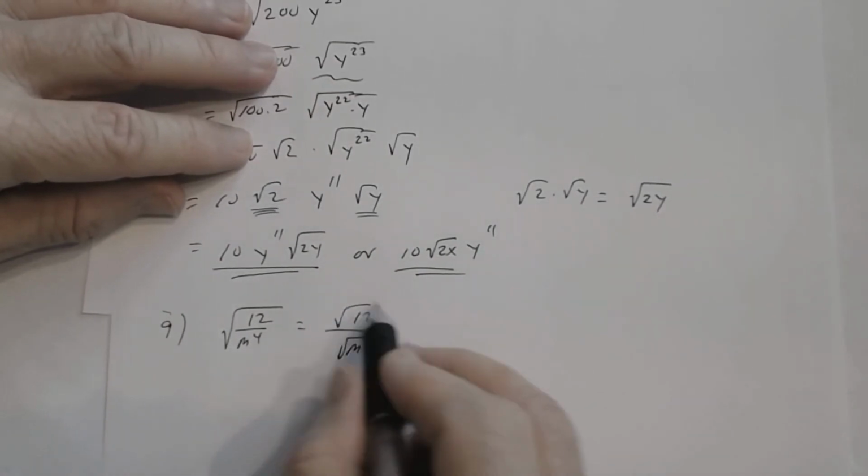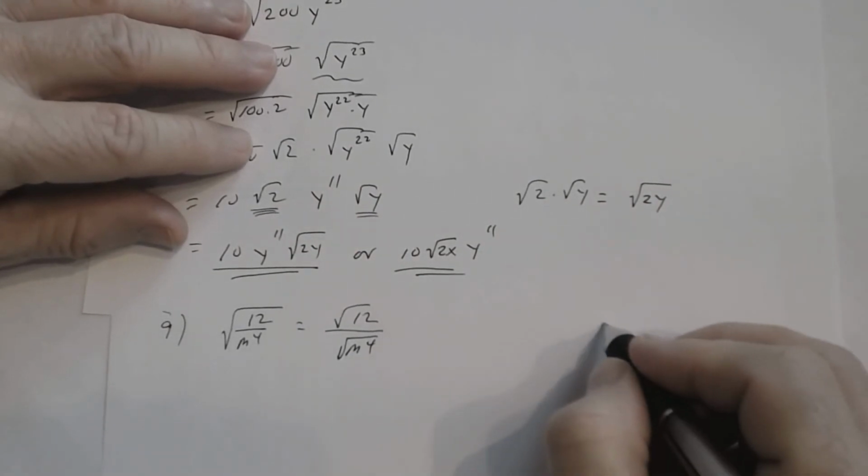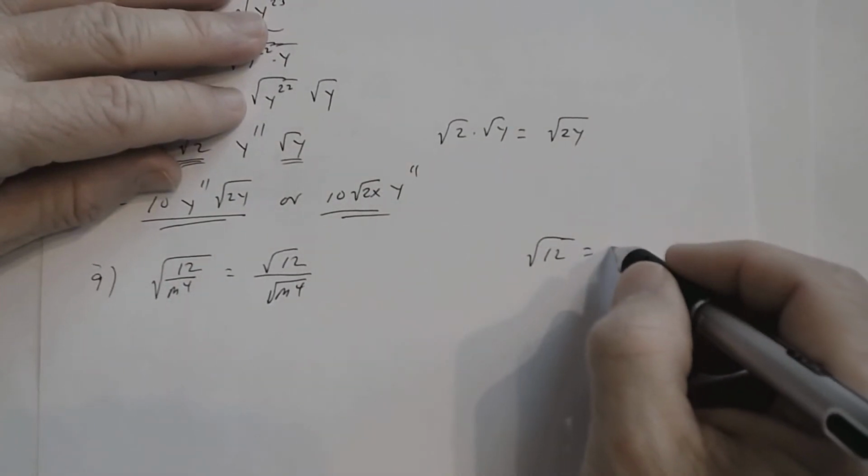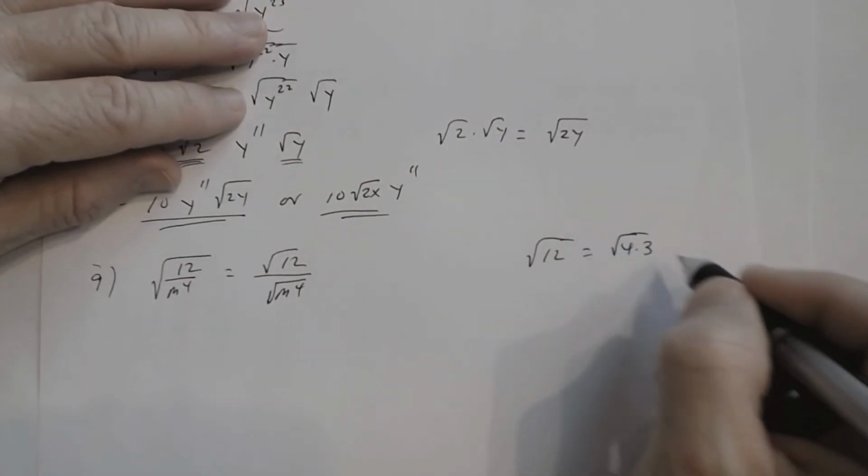And so I think about the square root of 12. Well, the square root of 12, what perfect square goes into 12? Let's see if I can simplify this. Okay, 4, so it'll be the square root of 4 times 3, right?